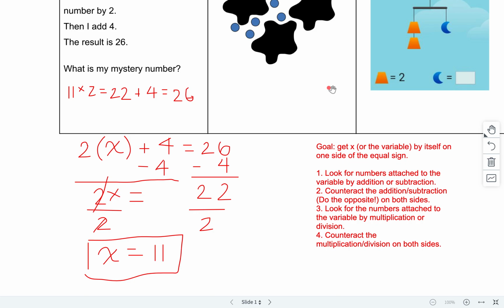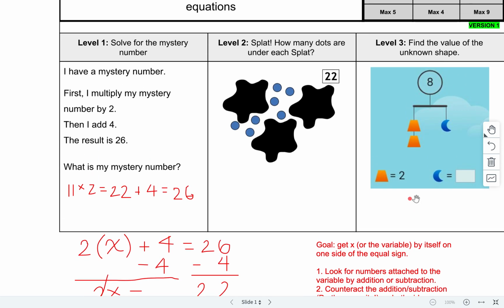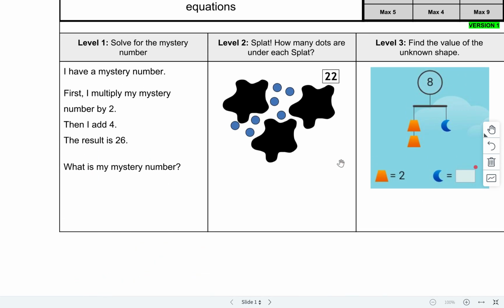And for the next 2 questions, I'll help you set up the equation, but I want you to use the steps on the right-hand side to figure out the variable on your own. Okay, so I'm going to clear the board so we can start talking about level 2.